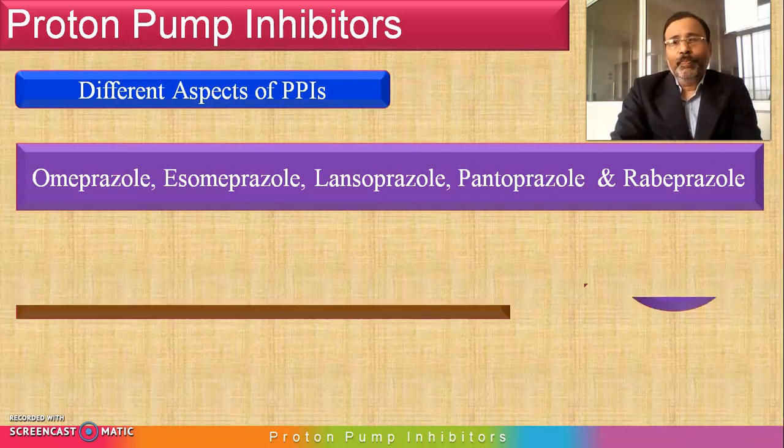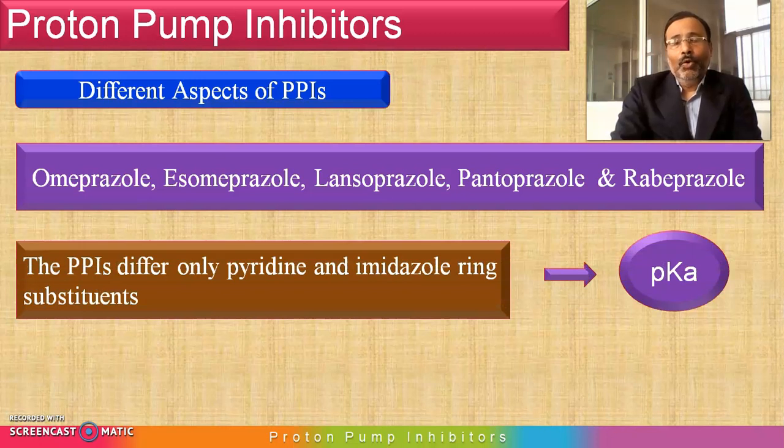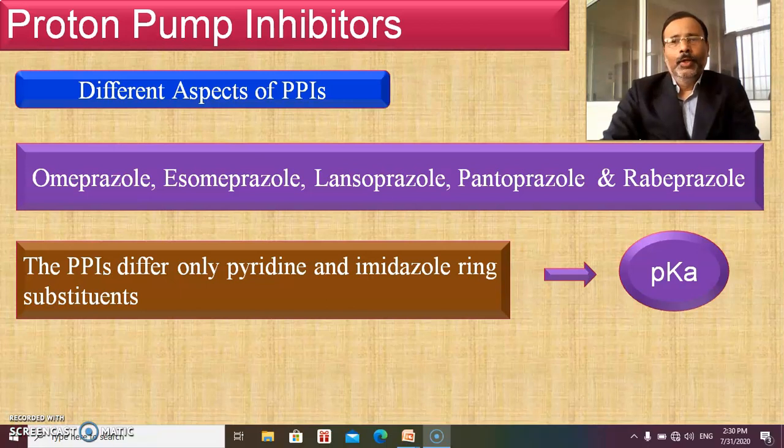These proton pump inhibitors differ only in the nature and degree of pyridine as well as imidazole ring substitution. This variation in substitution definitely affects the pKa value. And ultimately, when the pKa values differ, the pKa value definitely affects the pharmacokinetic property of the drug.